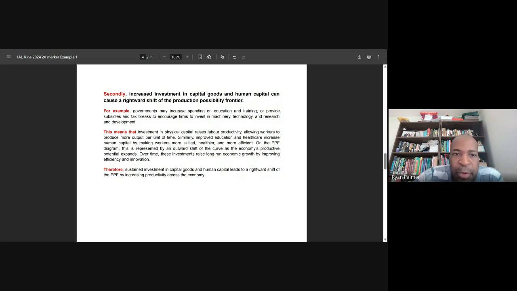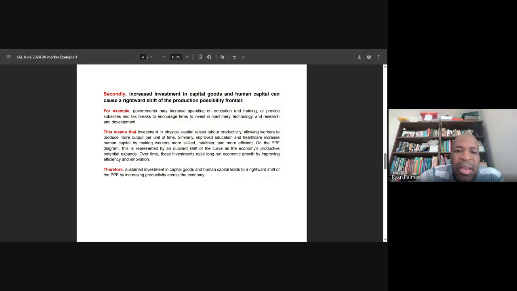So our second point, I noticed the signposting. Secondly, increased investment in capital goods and human capital can cause a rightward shift of the production possibility frontier. For example, governments may increase spending on education and training or provide subsidies and tax breaks to encourage firms to invest in machinery, technology, and research and development. And now we do our analysis, our chain of analysis.